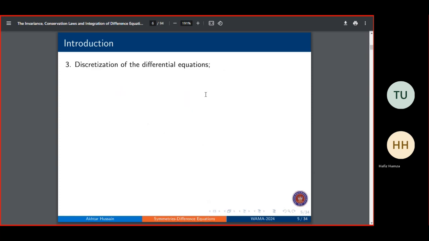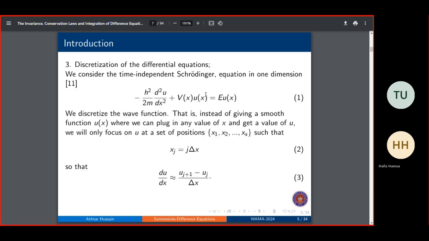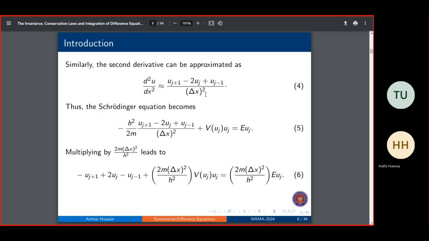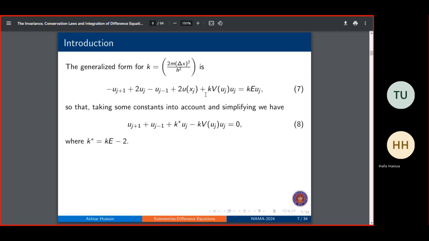And number three is the discretization of the differential equation. For example, we discretize the time independent Schrodinger equation with the implicit scheme. The approximations for the point and the derivatives follow from equations 2, 3, and 4. We insert the values in the given equation, and we have the expression in 6. We introduce some constants, and we have the difference equation in 8. Here the function we have used defines the non-linearity of this difference equation. So these were some main sources for the difference equation.